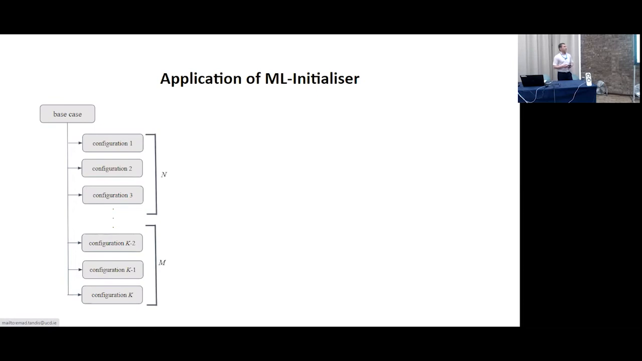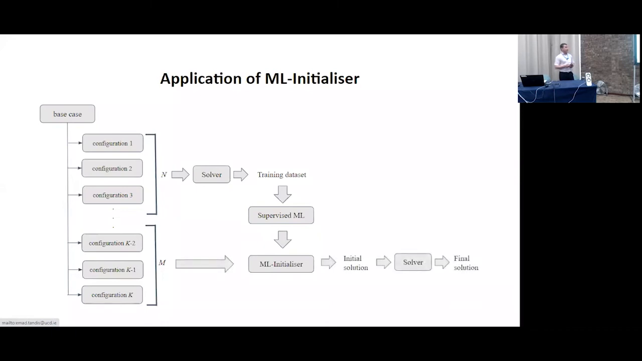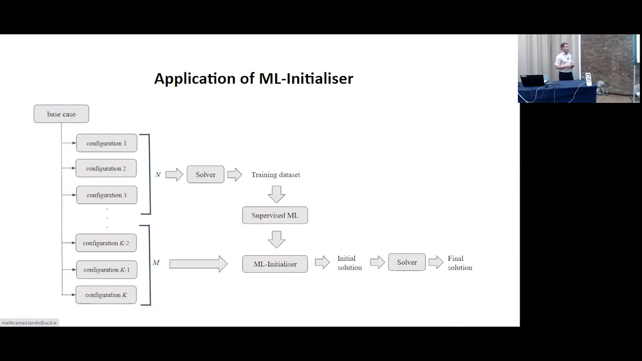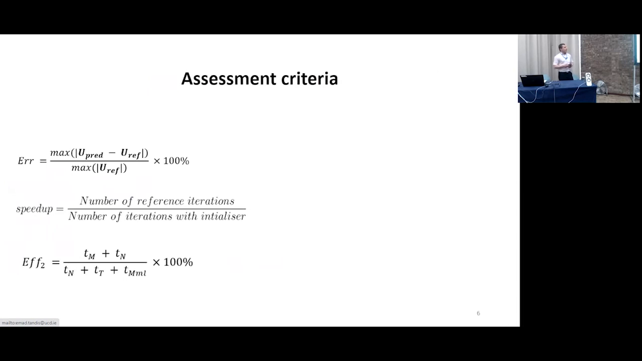Another way we have followed here is to use the solution of n of these configurations as the data set, and actually train a machine learning model to be used as an initializer for the other m configurations. And if you want to compare it with the regular solution without ML initializer, is there really a benefit in that? For assessment criteria, we have used 3 parameters here.